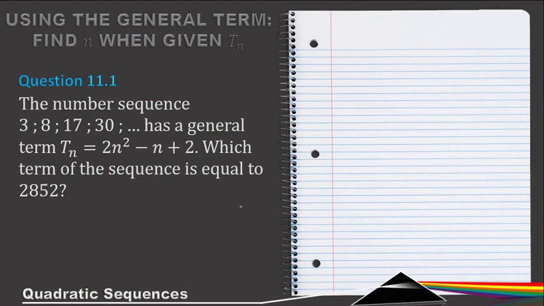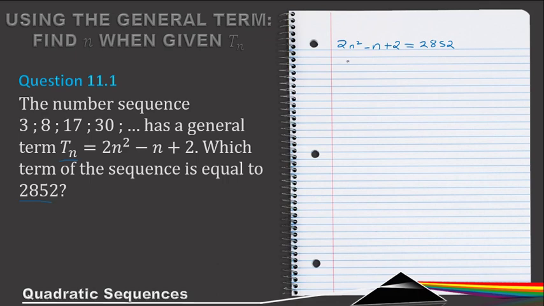Okay, so question 11.1. The number sequence has a general term Tn equals 2n squared minus n plus 2. Which term of the sequence is equal to 2852? Once again, this is the term value, meaning we need to substitute it for Tn. I'm going to start by saying 2n squared minus n plus 2 should be equal to 2852. All right, and then we bring it over to this side.